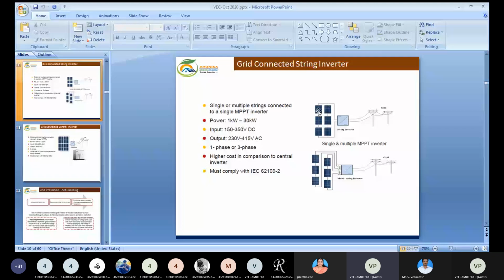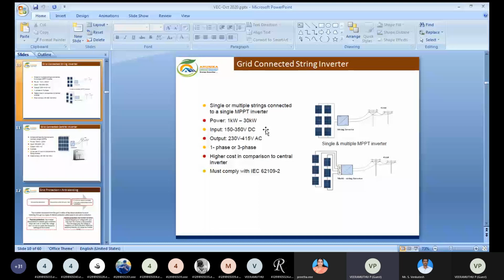Similarly, this string: here three panels are connected in series. So there are two strings. The multiple strings are connected in parallel. The positives are connected together, the negatives are connected together, and this is given to the inverter. That inverter converts DC into AC. The AC signal is synchronized with the utility grid lines. So this is called the string inverter function. The capacity up to 50 kilowatt is available. Nowadays it is available up to 100 kilowatt.